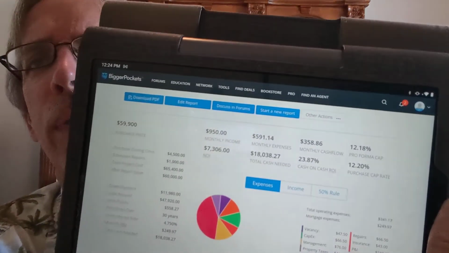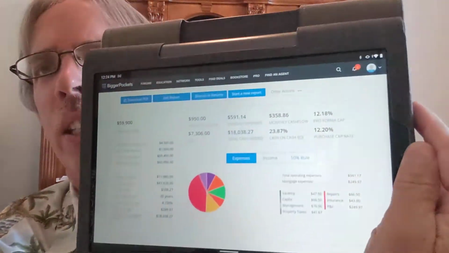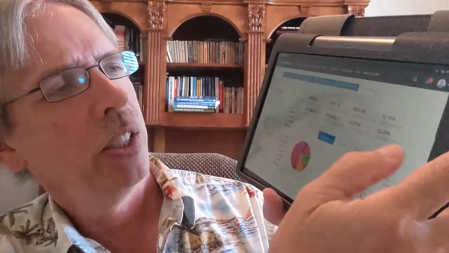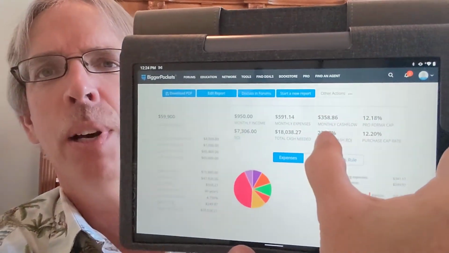My monthly cash flow, remember, if you've heard my other videos, my goal is $250 a month. This monthly cash flow is $358.86 a month. You can see it right over top of my thumb there if I'm holding it in the right place. So it's a good deal. That met my criteria. That's a BiggerPockets calculator. I don't have the other one pulled up.